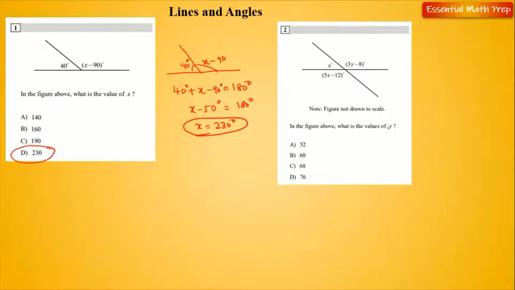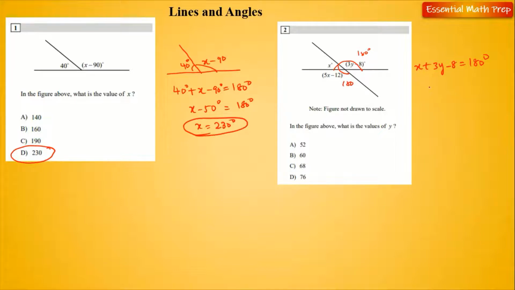In the figure above, what's the value of y? We know that the figure is not drawn to scale, so it's best you work in such a way that these two angles add up to 180. These two angles add up to 180. So x plus 3y minus 8 equals 180.